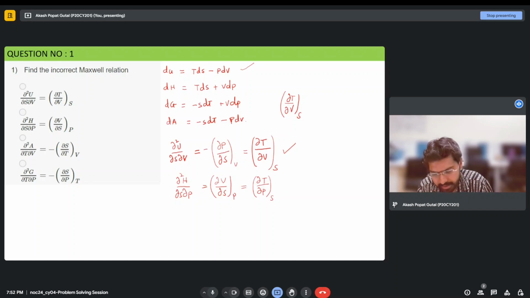Yeah, S. But it is actually directly given. Sorry about that. And this is a correct relation. This is also a correct relation. So this is correct, this is correct.